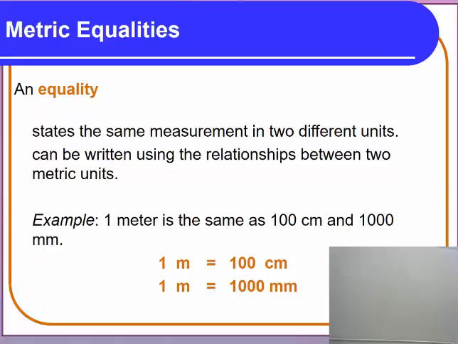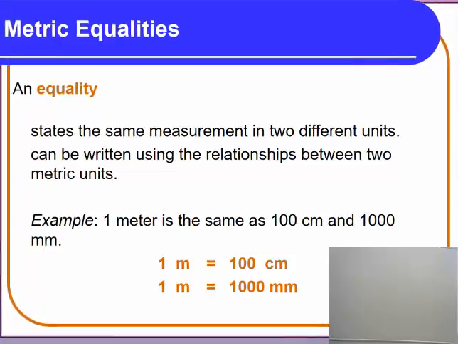So the value still is the same in the other unit, but it's going to be a different number because you have two different units going on. To do that, there has to be a relationship between those two units. So an equality can be written using a relationship between two types of units. It could be metric or SI metric or US metric, for example. Remember the word equality, equal: this equals that.